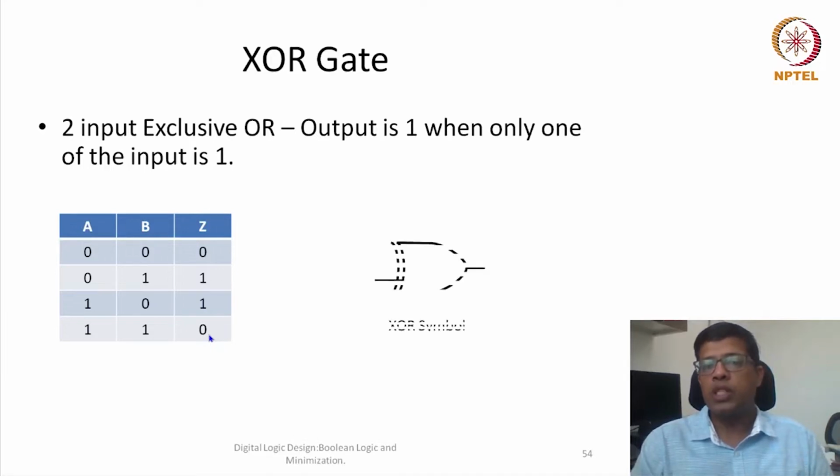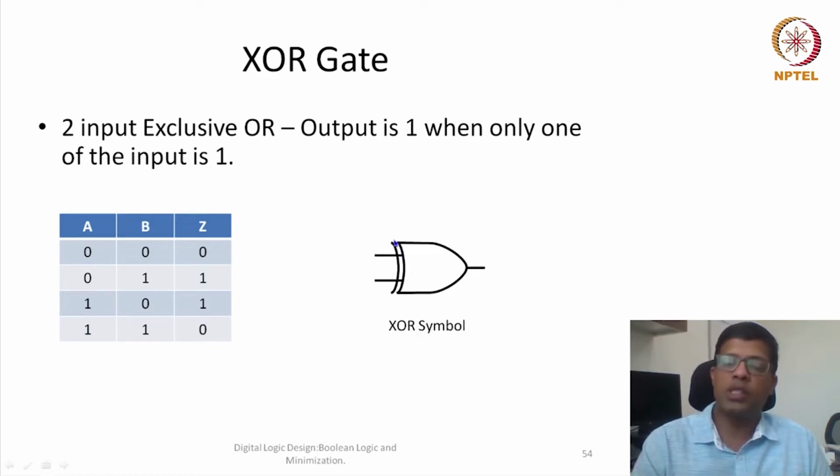The symbol for this gate is like an OR gate, and along with the OR there is one more line which is parallel to the OR. This signifies the symbol of the XOR gate. The algebraic symbol is a plus with a circle over it. Whenever we write XOR in algebra, we use that symbol. So this is how we define the XOR gate.